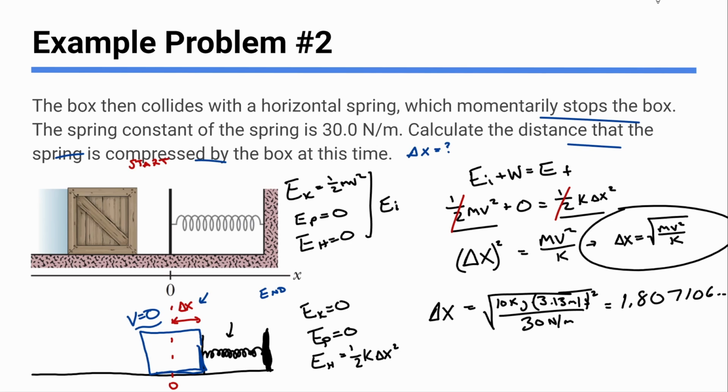1.807106, and so on. Again, I have 3 sig figs here. I think I had 3 sig figs before. I'm going to stick with 3 sig figs, which means I'm going to round. So delta x is 1.81 meters. It compresses this thing by almost 2 meters. There's a big old box, and that's a somewhat floppy spring there. 30 newtons per meter. That's what I get.